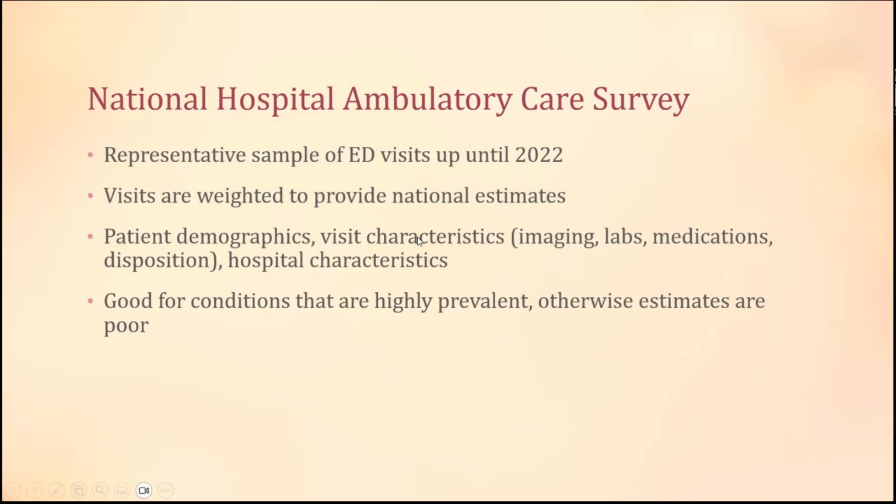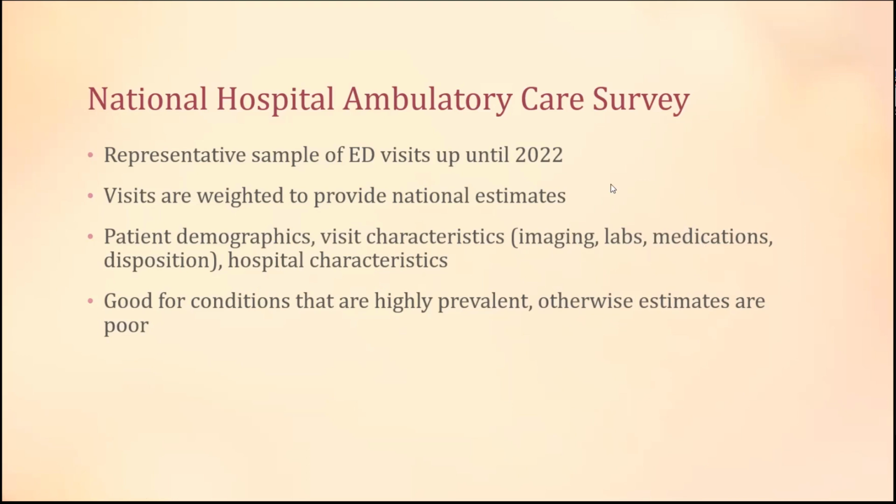Otherwise, you are welcome not to use the weights and say that you're not sure of the method for coming up with these assumptions for the weighting analysis. You're more than welcome to do that, but you would have to justify that in your paper. It contains data on patient demographics, visit characteristics such as imaging, labs, meds, etc., as well as characteristics of hospitals. One thing to note about the NHAMCS database is that it's good for providing estimates for conditions that are highly prevalent. Otherwise, smaller estimates should be taken with caution.